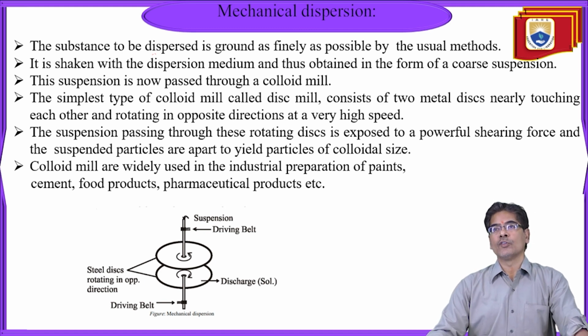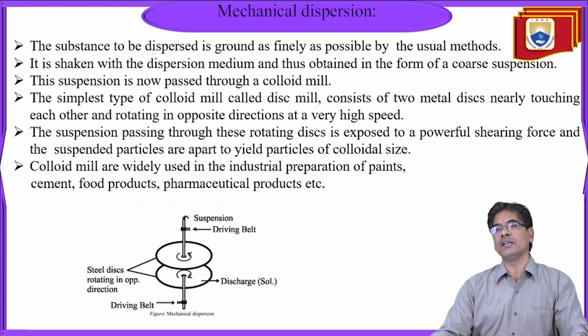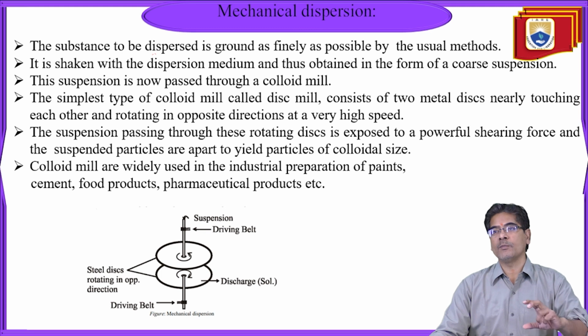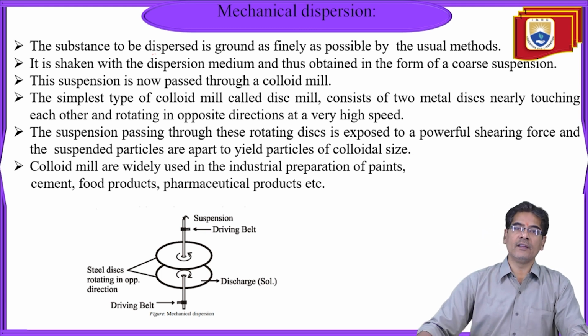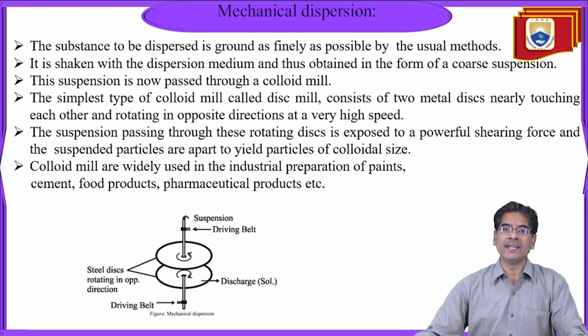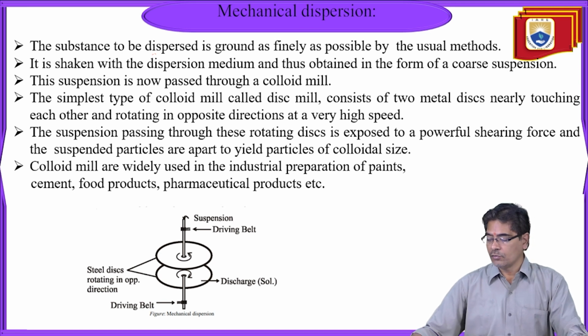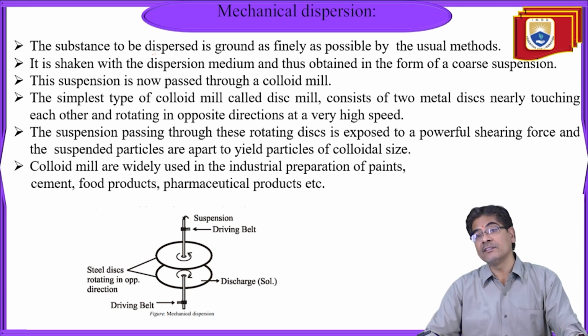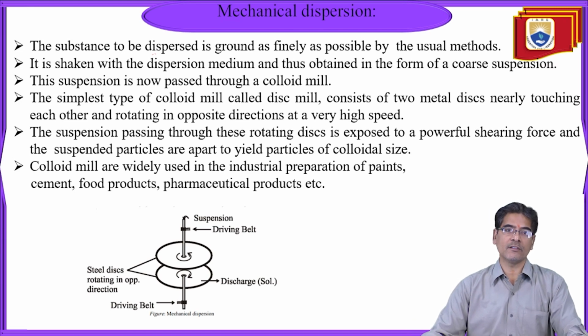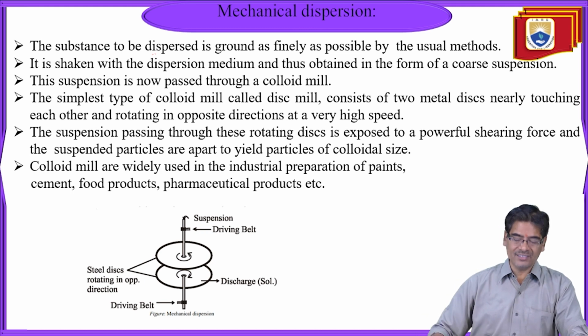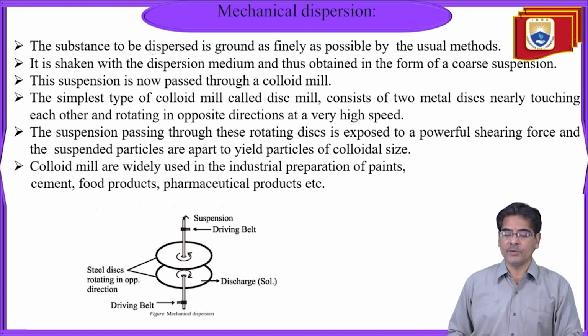So the mechanical dispersion involves a driving belt with the two discs nearly touching each other and rotating in opposite directions. The suspension passing through these rotating discs is exposed to a powerful shearing force, and the suspended particles are torn apart to yield particles of colloidal size. Colloid mills are widely used in the industrial preparation of paints, cements, food products, pharmaceutical products, etc. This is what we call mechanical dispersion, where we can prepare a colloid.